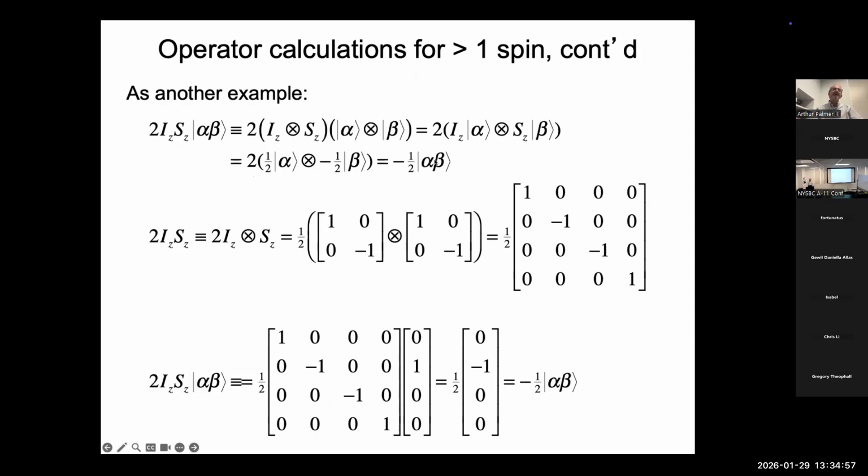So I get -1/2 of the alpha beta state. On a computer, this is easy. The computer doesn't care how big the matrices are. But when I'm doing it by hand, this is obviously easier. I do it piecemeal. I operates on I, S operates on S, and then I put the results together. And I just have to remember that there could be this E running around.